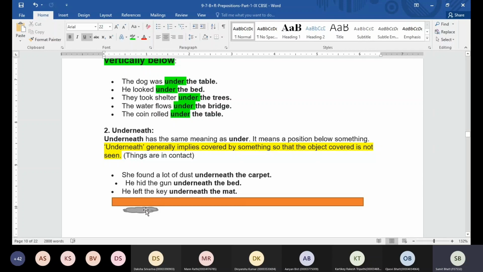And if you say under the mat, that is going to mean they are in contact. But you are not literally saying that they are completely covered. You're just saying, okay, on top there is the mat, at the bottom there are going to be the keys. So that is the meaning. Again, there will be some kind of contact there.